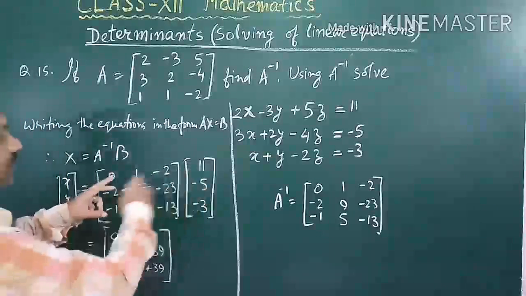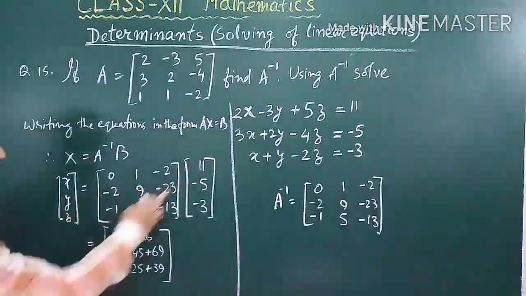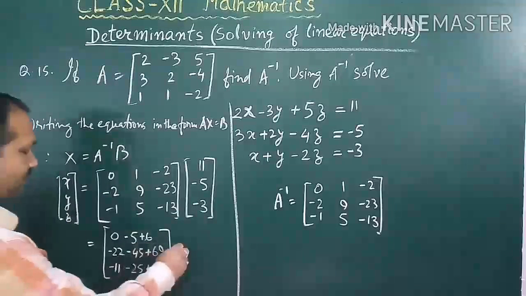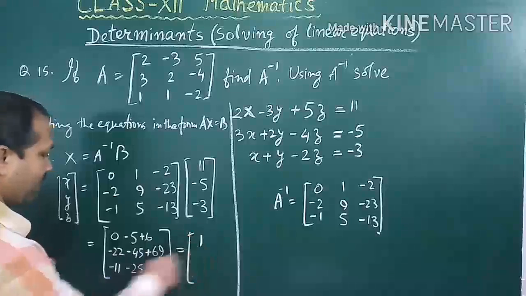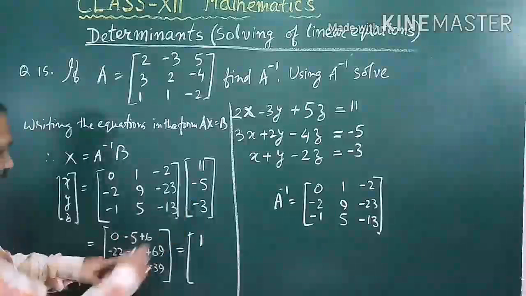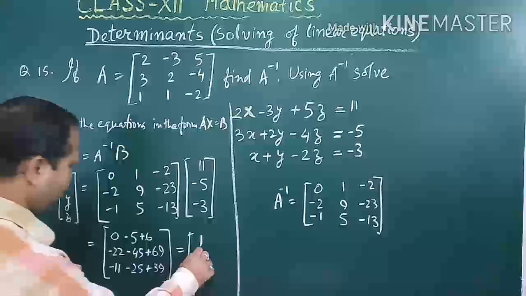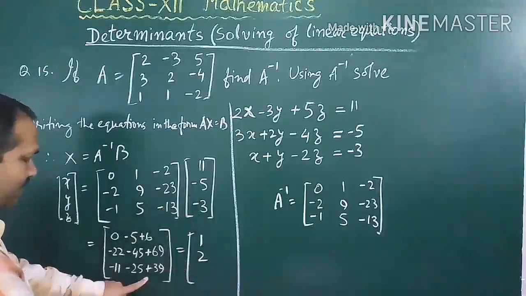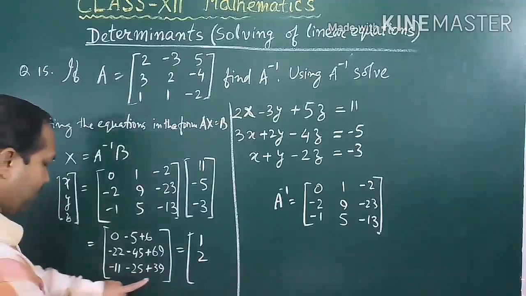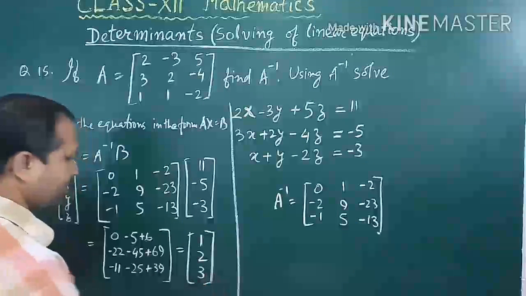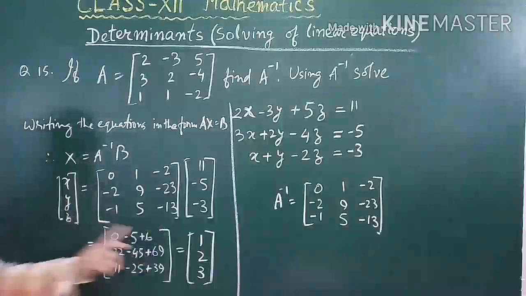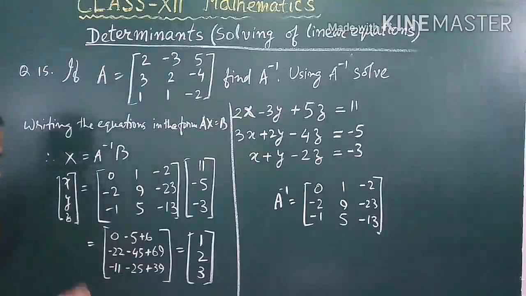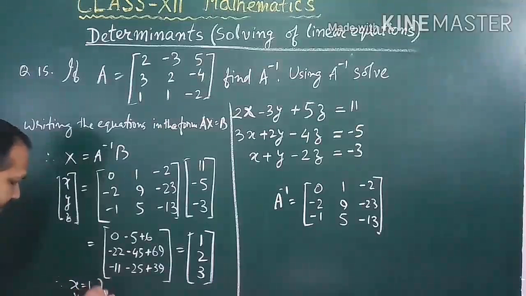So we will do the multiplication of that. It is 0 minus 5 plus 6, so it is equal to 1. This is minus 22 minus 45 plus 69, so it is 2. Minus 11 minus 25 and plus 39, so it is 3. So what we are getting? x is 1, y is 2 and z is 3. Therefore x is equal to 1, y is equal to 2 and z is equal to 3. So this is the solution.